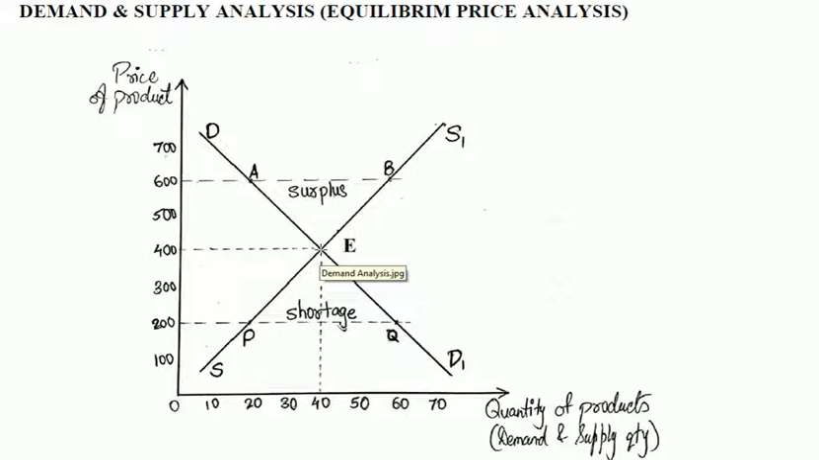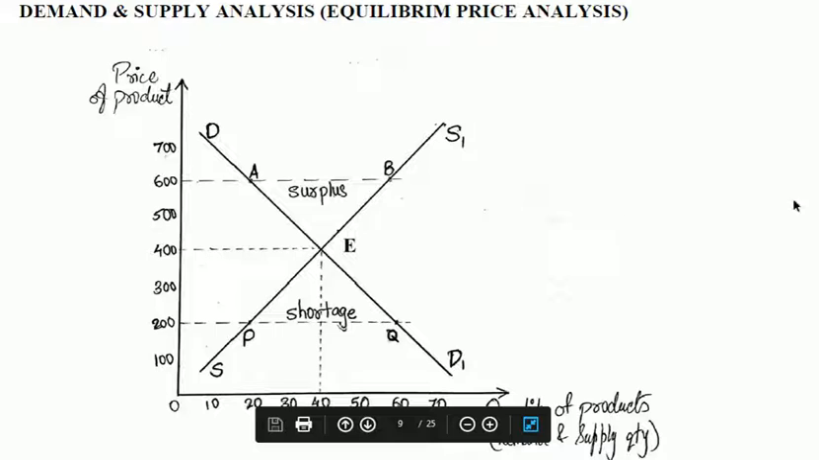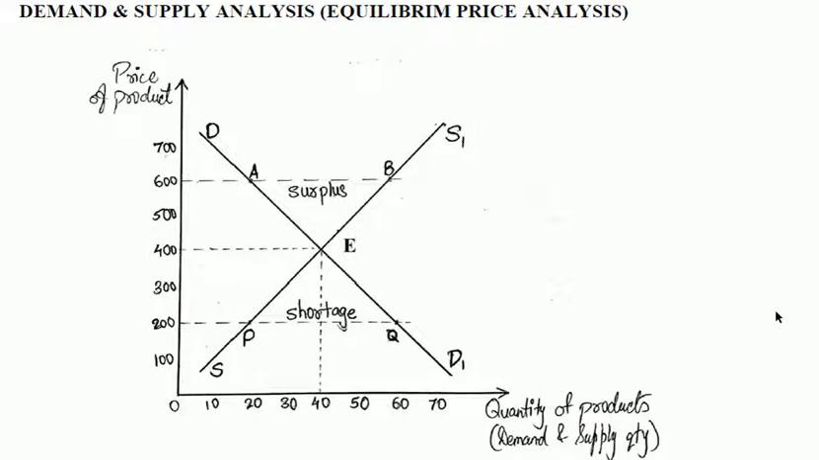Exactly 1000 units I am bringing in my shop to sell, and exactly 1000 units are getting sold and being bought by the customers of my shop. So there is exactly equilibrium. So if I am keeping the price of the product at 400, then 40 units are getting sold. So if 400 is my price and 40 units are getting sold, then there is no shortage or surplus in the demand or in the supply. So that is what the equilibrium price is.